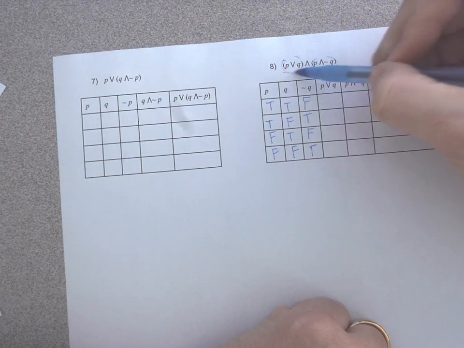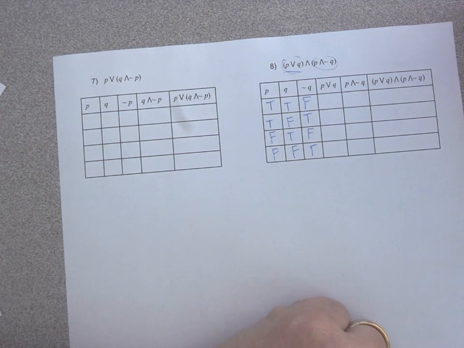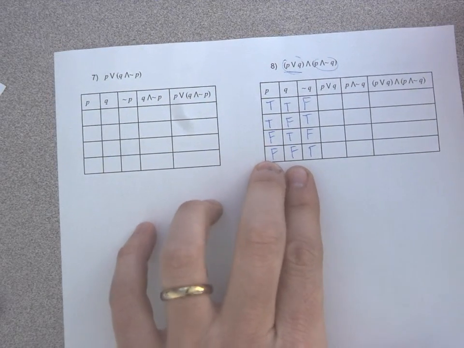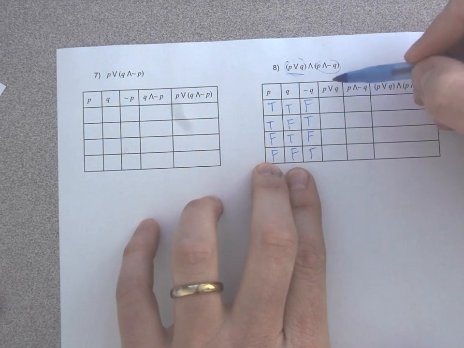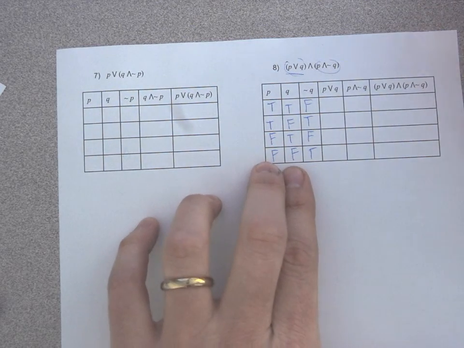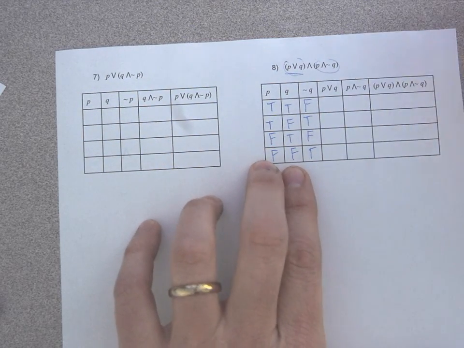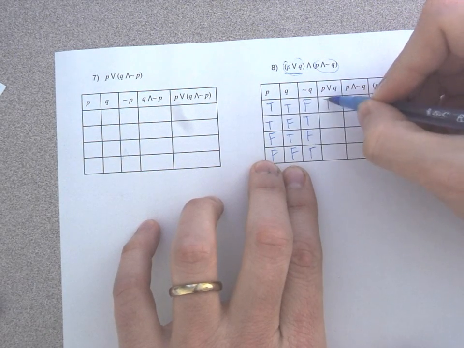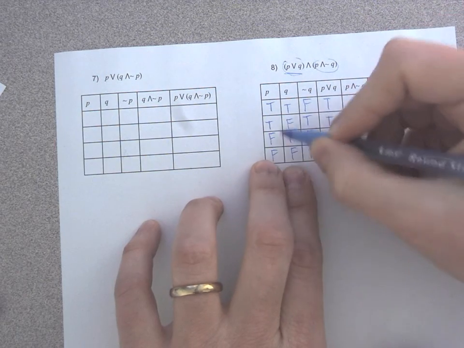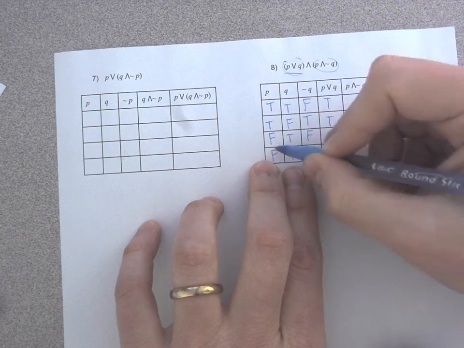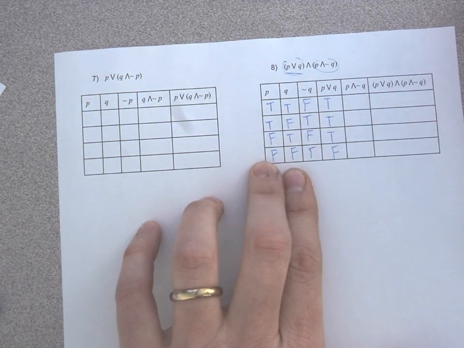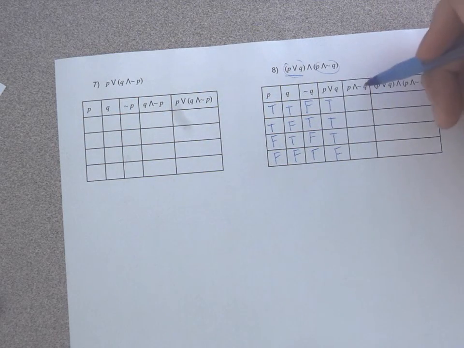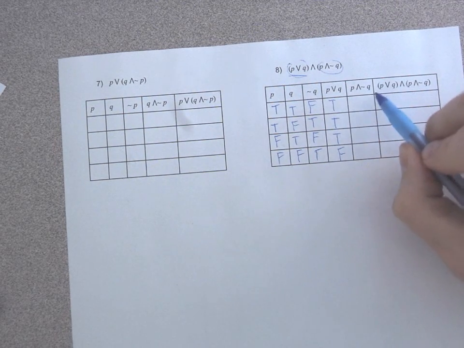So let's look at this chunk. P or Q is what that means. So we look at the P and the Q column. Okay, and again, the OR operator combines the two statements, and it's true if at least one of the original statements is true. So is at least one true? Yep. Is at least one true? Yep. Is at least one true? Yep. Is at least one true? No.